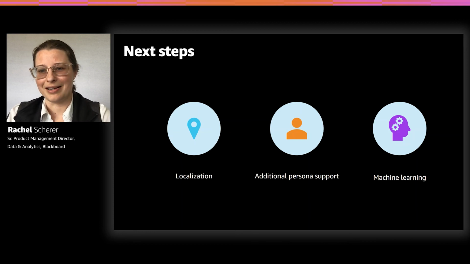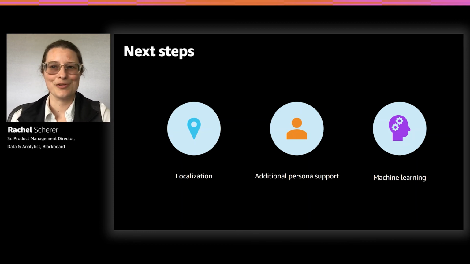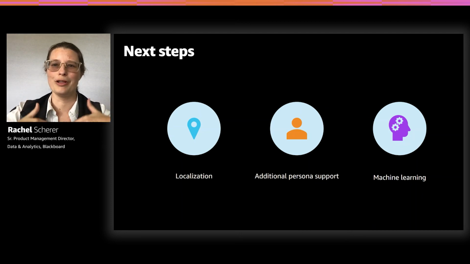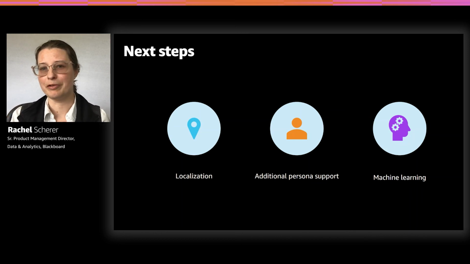So where are we going next? Our next steps for Blackboard Achieve are very much in step with QuickSight. AWS has been a great partner in supporting us. We've had a lot of really unique needs, as you can imagine, in rolling this out at scale and globally. And so we've been really appreciative of the partnership with AWS and making sure that all of our needs are met and all of our users' needs are met.